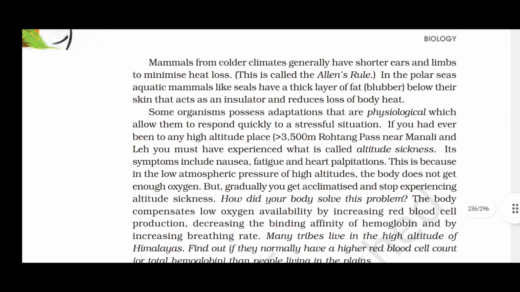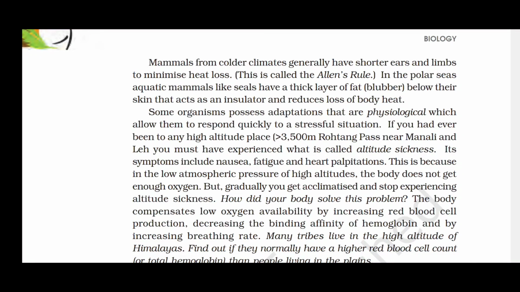Mammals from colder climates generally have shorter ears and limbs to minimize heat loss. This is called Allen's rule. In the polar seas, aquatic mammals like seals have a thick layer of fat, blubber, below their skin that acts as an insulator and reduces loss of body heat.